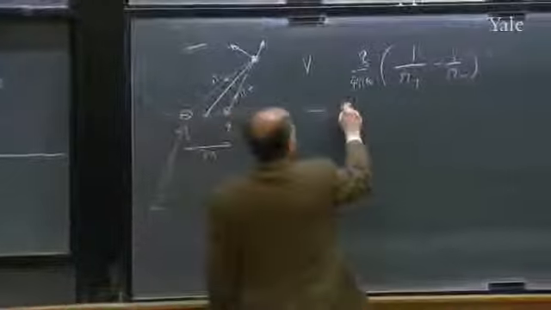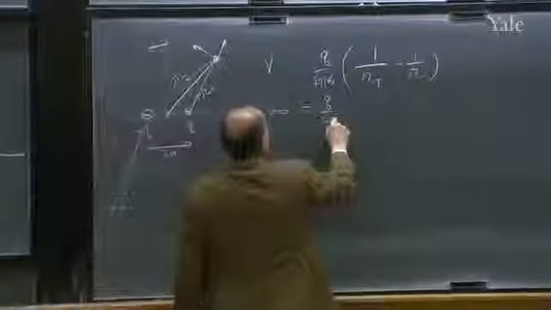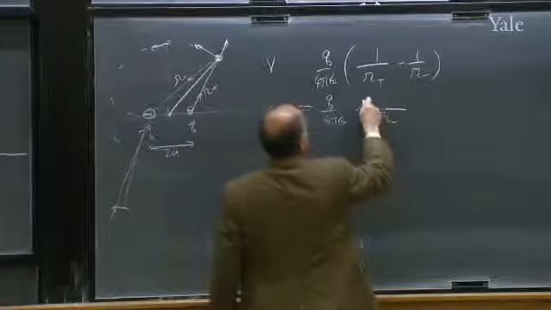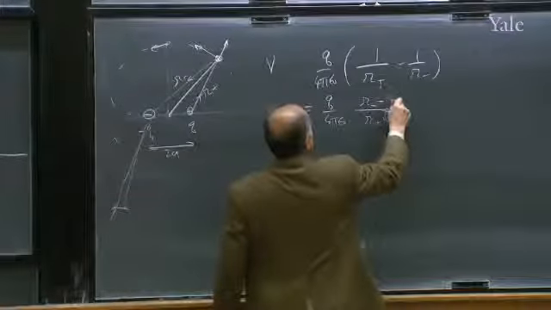So let's do the following then. We combine the denominators. You get r plus times r minus. The numerator is r minus minus r plus.